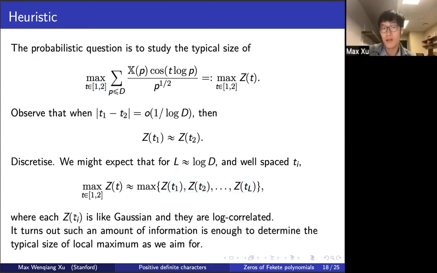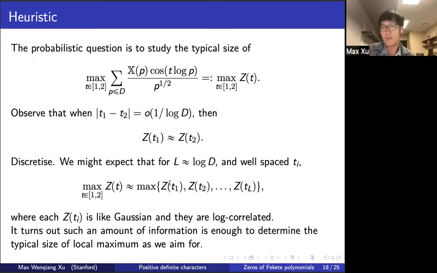And recall, each one is indeed Gaussian, and we know their log correlated structure. It turns out this amount of information is already enough to determine the typical size of the local maximum. You know the single point distribution, and you know the log correlated structure, so basically two point wise correlation is enough. So that's the heuristic for why it's correct.